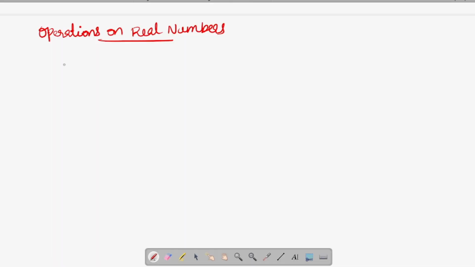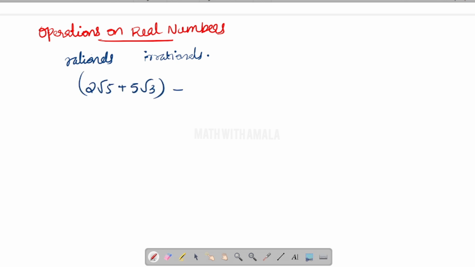Let's move to part 10 of grade 9 chapter 1 which continues with the operations on real numbers. Please do refer to the description for the previous video links. Let's move to operations on real numbers. So real numbers include the rationals and also the irrationals. So far we have discussed all about these rationals and irrationals.